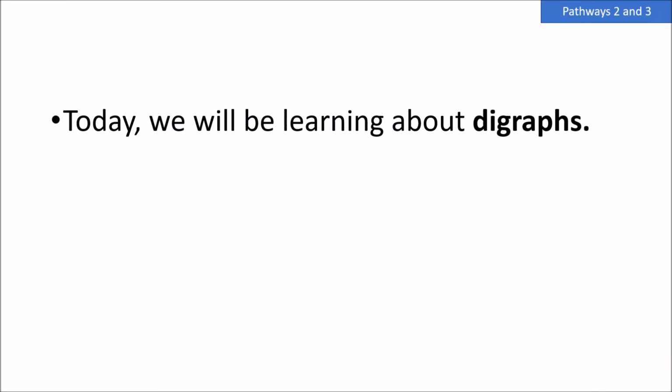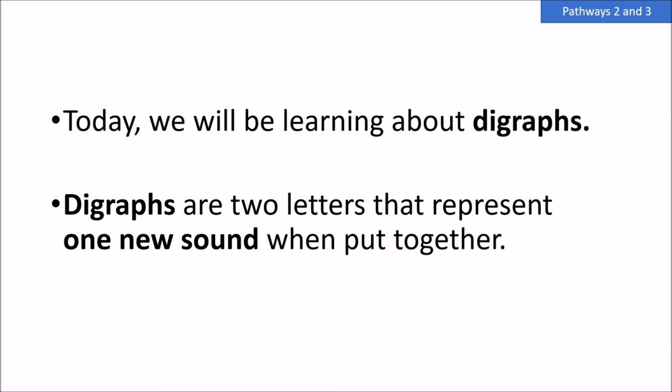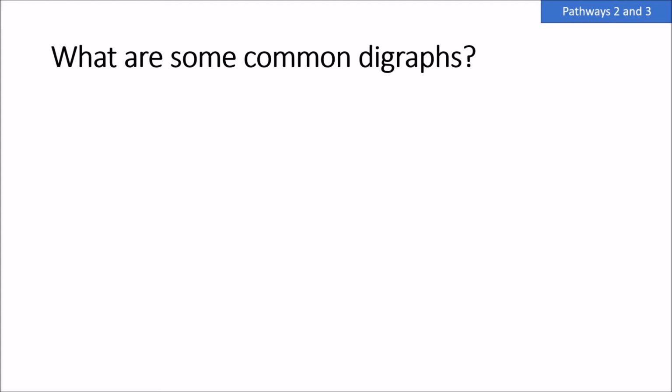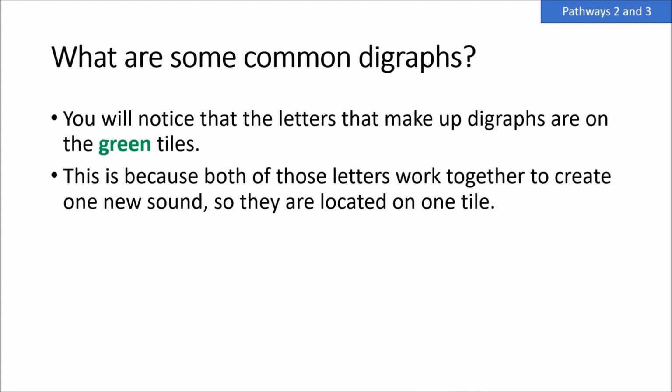Digraphs. Today we will be learning about digraphs. Digraphs are two letters that represent one new sound when put together. What are some common digraphs? You will notice that the letters that make up digraphs are on the green tiles. This is because both of those letters work together to create one new sound, so they are located on one tile. So what are some of the common digraphs?